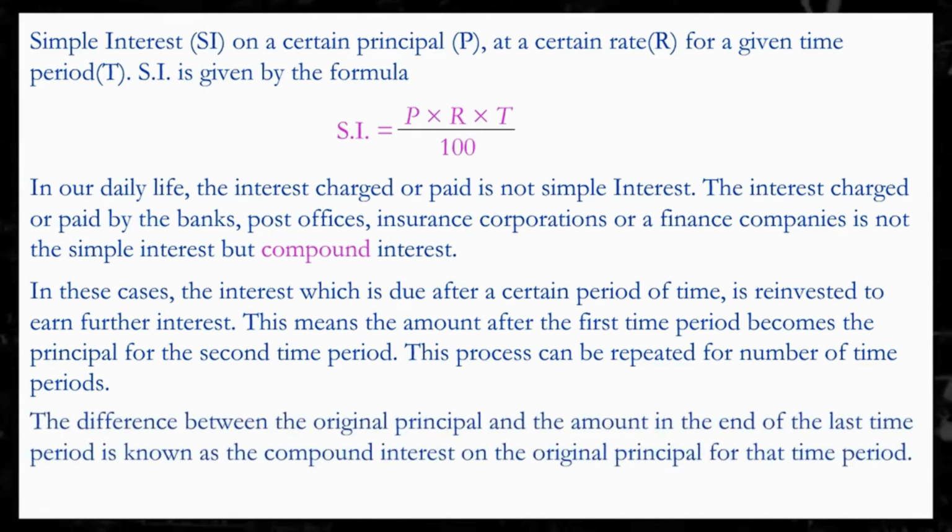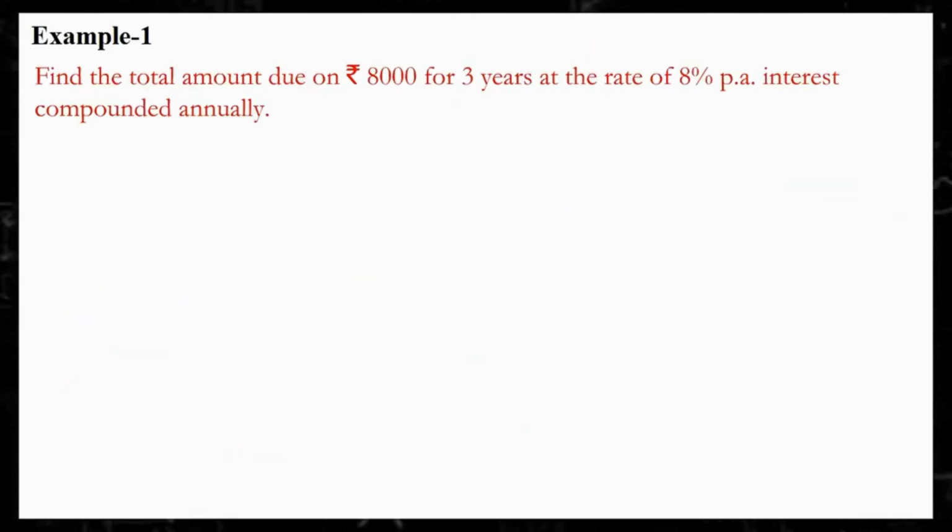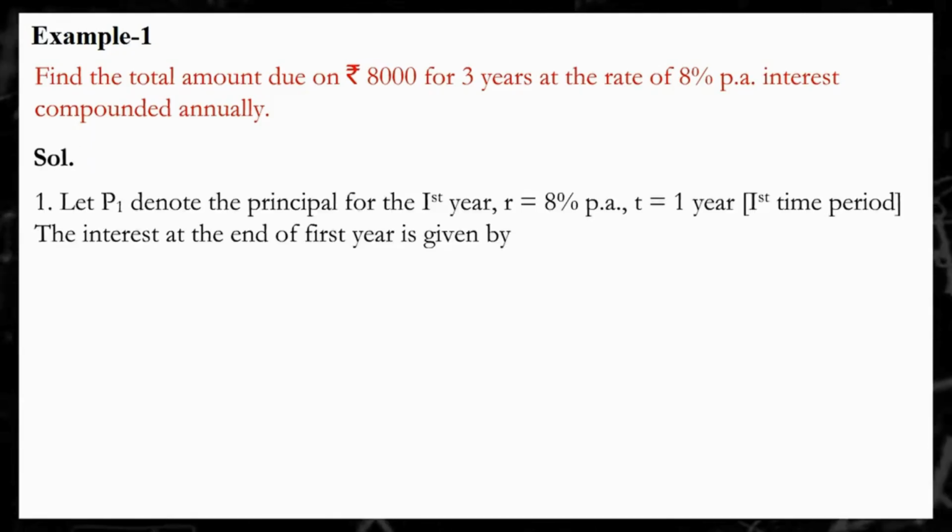The difference between the original principal and the amount at the end of the last time period is known as the compound interest on the original principal for that time period. Example 1. Find the total amount due on rupees 8,000 for 3 years at the rate of 8% per annum interest compounded annually. Solution. 1.